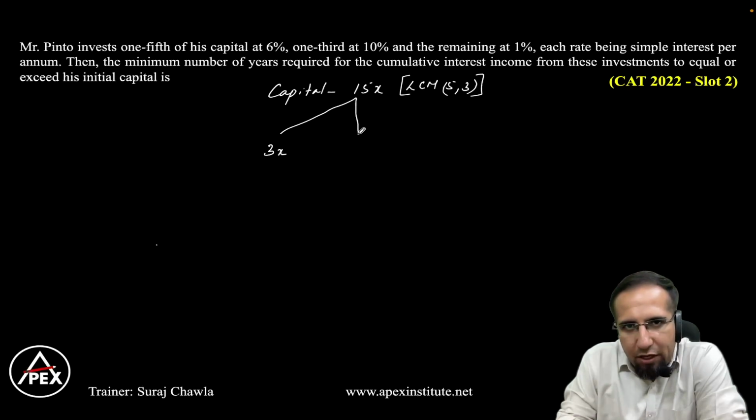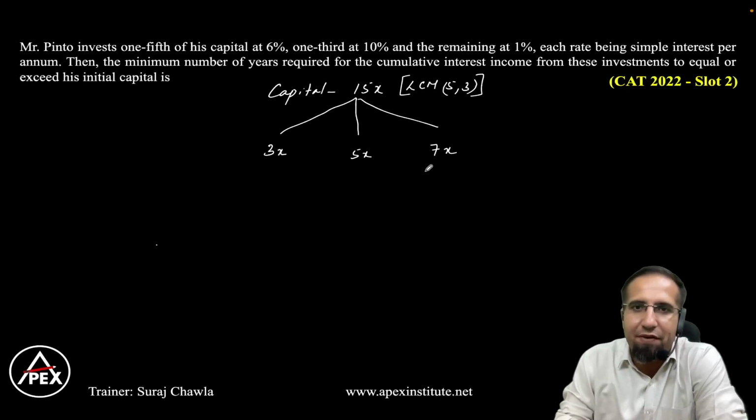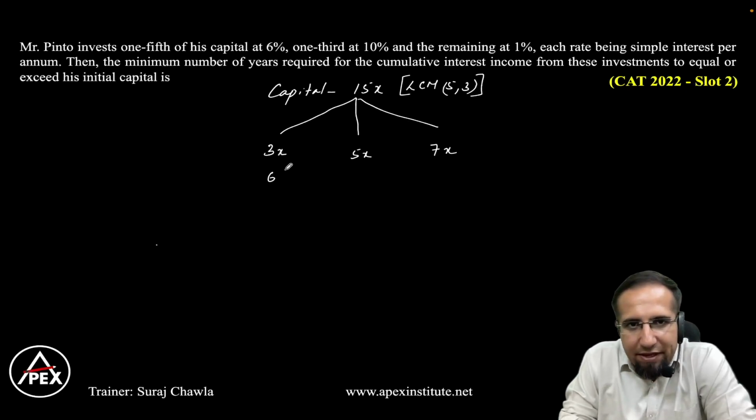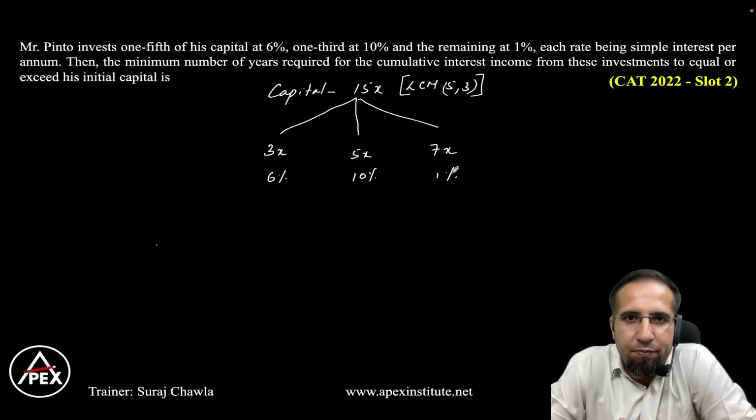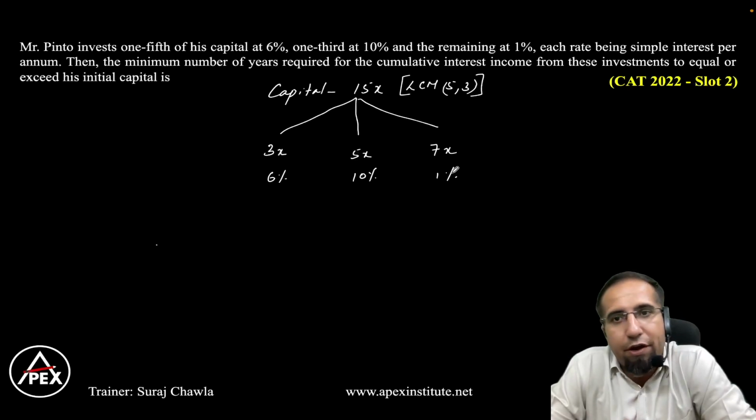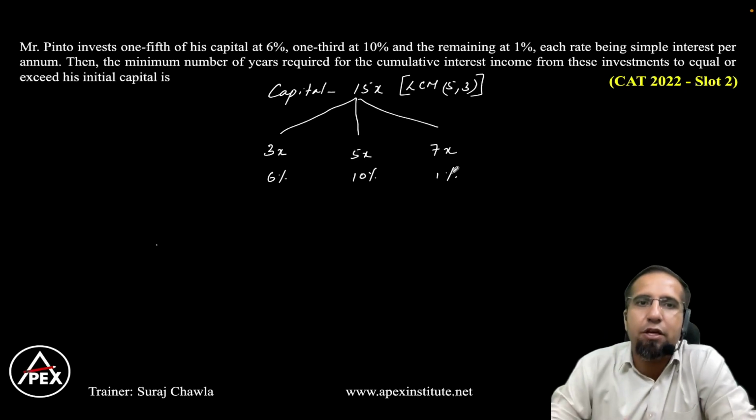1/3 of 15 will give me 5x. 3x plus 5x is already done. That means the remaining part is going to be how much? 7x. So this is invested at 6 percent, this is invested at 10 percent, and this is invested at 1 percent. Now the question is asking the minimum number of years required for the cumulative interest income from these investments to equal or exceed the initial capital.